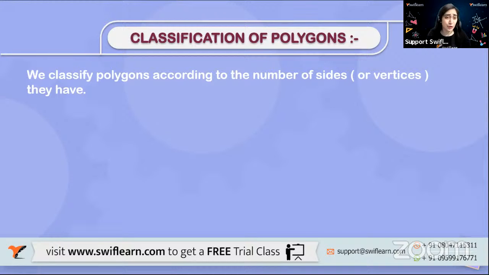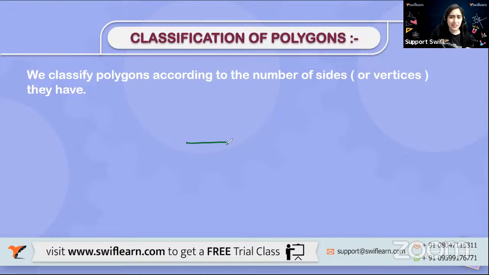So the basic polygon, the simplest one, will need how many line segments? Can you tell me? Which will be the basic number of line segments needed for a polygon to be formed? Can it be made by one line segment?